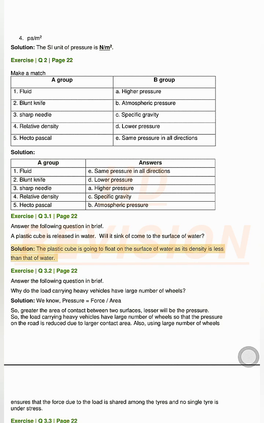of water. Exercise Q 3.2 page 22. Answer the following question in brief. Why do the load-carrying heavy vehicles have large number of wheels? Solution. We know, pressure equals force per area, so, greater the area of contact between two surfaces, lesser will be the pressure. So, the load-carrying heavy vehicles have large number of wheels so that the pressure on the road is reduced due to larger contact area. Also, using large number of wheels ensures that the force due to the load is shared among the tires and no single tire is under stress.